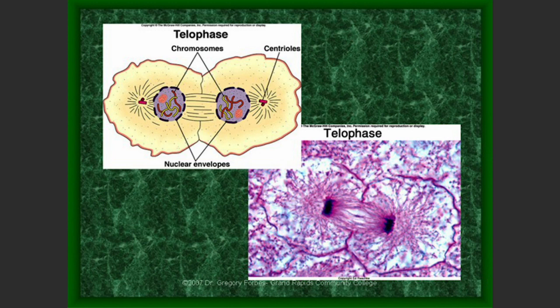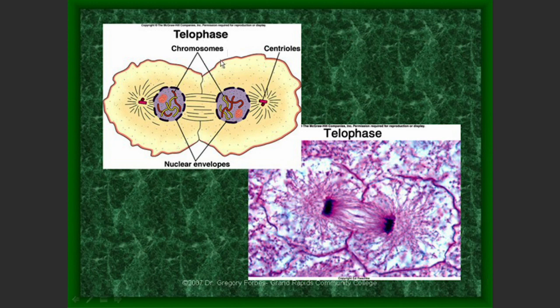So what do we need to do now? Well, we need to divide those. So another process now begins at the same time mitosis is finishing. This process is called cytokinesis. The prefix cyto means cell. Kinesis means to move. It's the movement of the cellular contents, the organelles, and the cytoplasm.